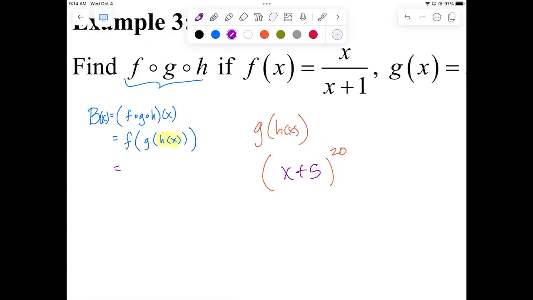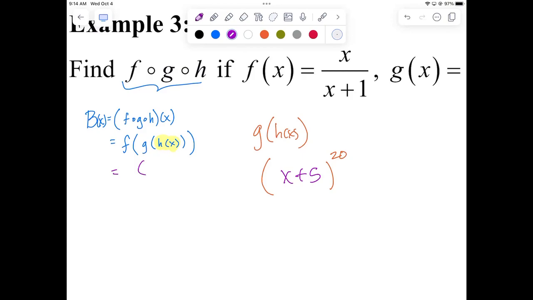So what is f? Well, f is blob all over blob plus 1. And what am I plugging into both of those parentheses? X plus 5 to the 20th. There we go. See? It's fun easy.